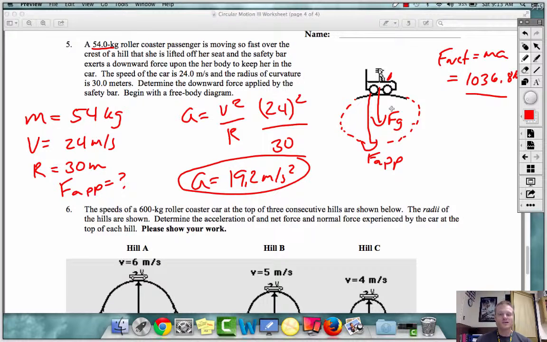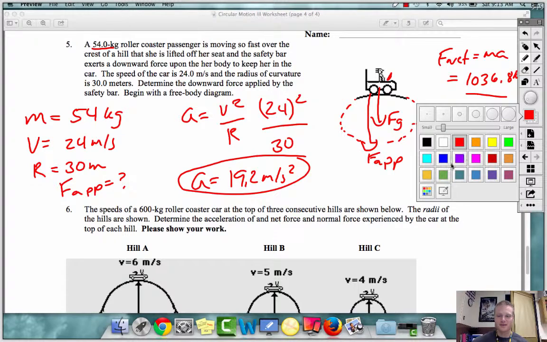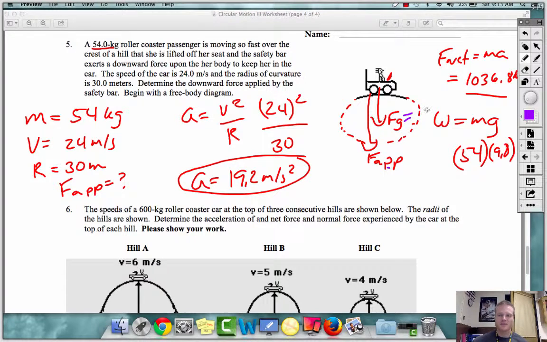Well, which force could I solve for first? I think the easiest one to solve for first would be the force of gravity because I can't really solve for F applied right now unless I know the force of gravity. So remember, the force of gravity is weight equals mg. The mass of the car is 54 kilograms. The g is 9.8. If you take 54 times 9.8, I get a force of gravity of about 529 newtons.